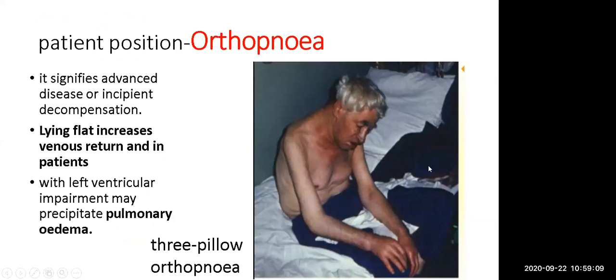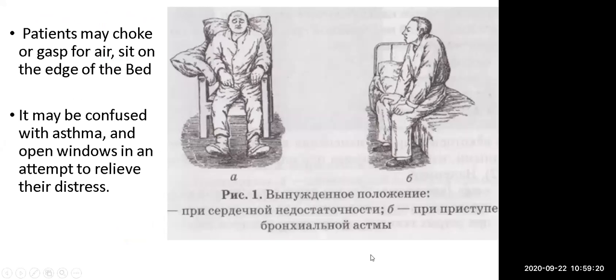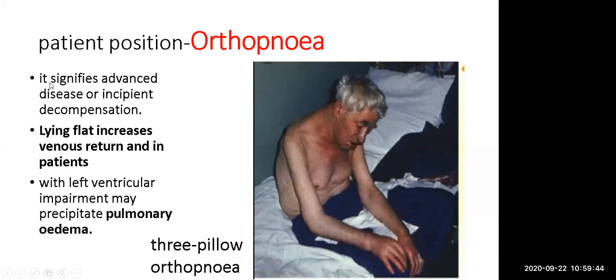So why can he not lie down? Why? Look at this. Even when he lies down, he will use pillows. Look at this picture. When you go to the hospital and you see a patient using a lot of pillows, you need to understand that either this patient has a heart problem, or this patient has a lung problem. Look at this. So it signifies advanced disease or incipient decompensation.